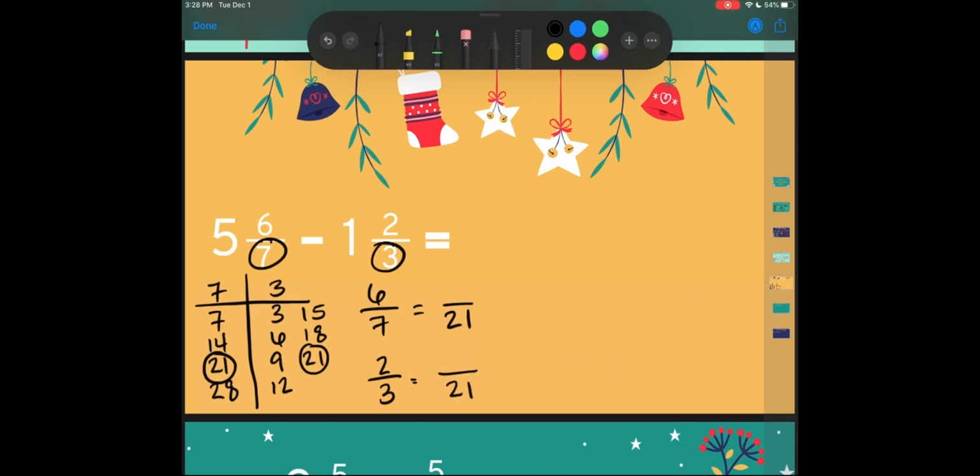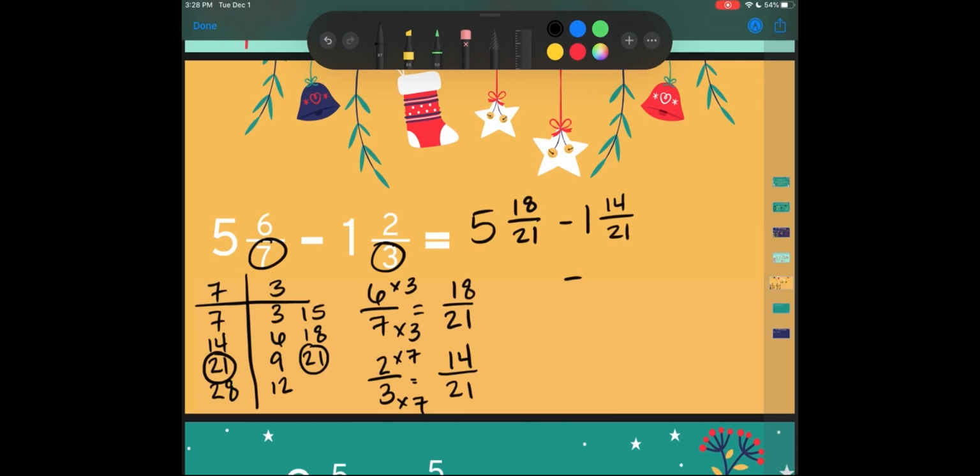All right, so to go from 7 to 21, 7 times 3 gets me 21. So we'll do 6 times 3 to get my new numerator, which is 18. And then same thing for 2/3. To go from 3 to 21, I got to do times 7. So we'll do 2 times 7 to get my new numerator, which is 14. And so now we've got our new equivalent fractions that will take the place of our old fractions in our problem, just like what we were doing yesterday. So instead of it being 5 and 6/7, it's now 5 and 18 over 21 minus 1. Instead of 2/3, it's going to be 14 over 21.